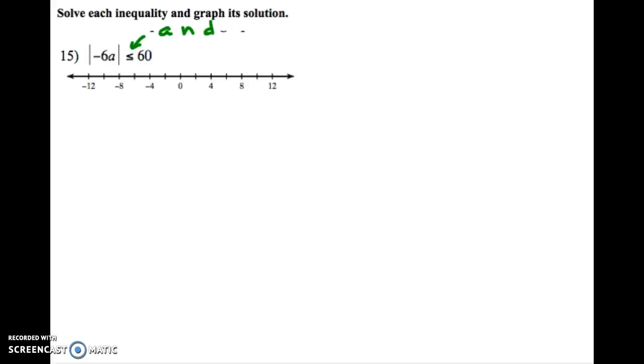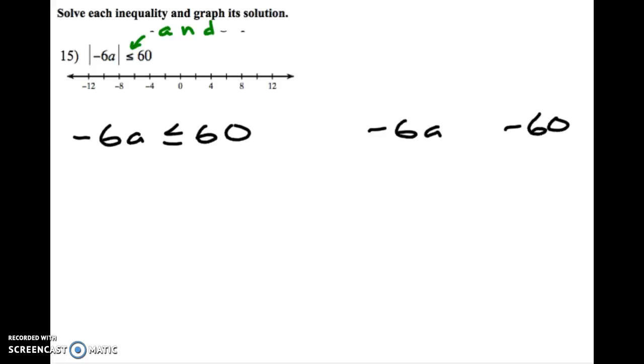Now, as pointed out, we're going to work these out similar to the way we did the absolute value equation, so we're going to have two cases. Number 15, the first case, we would write out the same as we were given, just dropping the absolute values. So we're going to have negative 6a is less than or equal to 60. And then if you remember, for the second case, when we did the equations, we had to switch the sign on the part that was outside the absolute value. So we're going to make it a negative 60. The catch with the inequalities, however, is the direction of the inequality here must switch when we switch the sign.